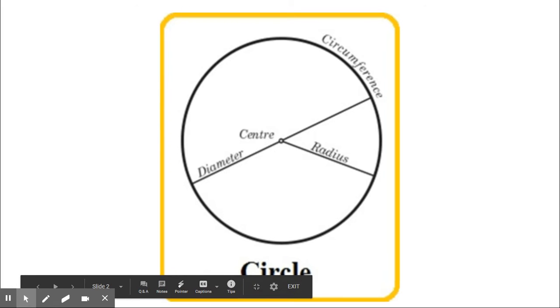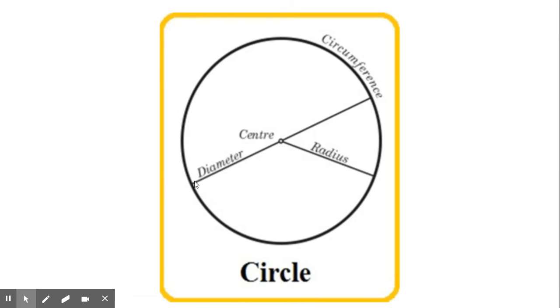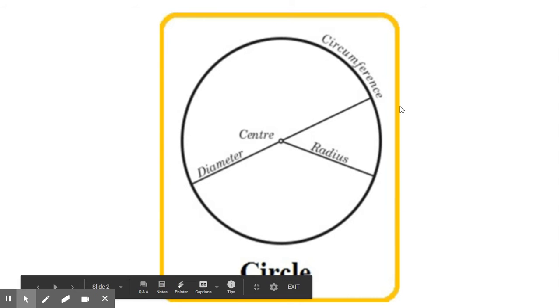So this includes knowing the diameter, which goes straight across, the radius, which is from the center point to the side, center right here in the middle, and your circumference is all the way around.